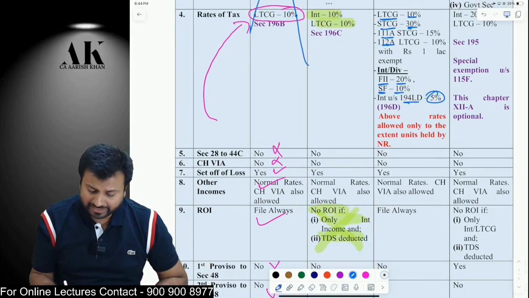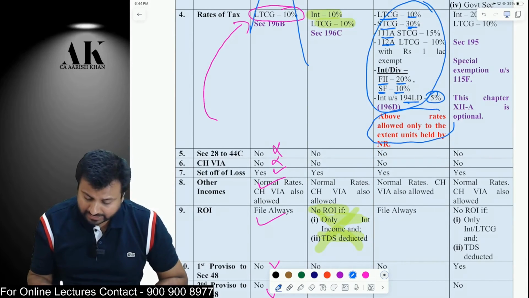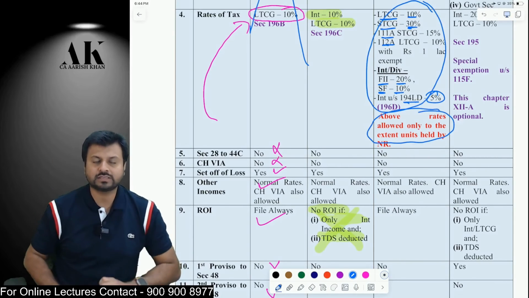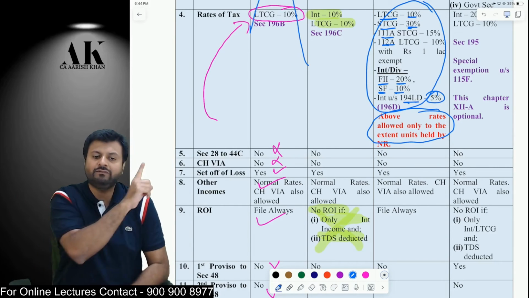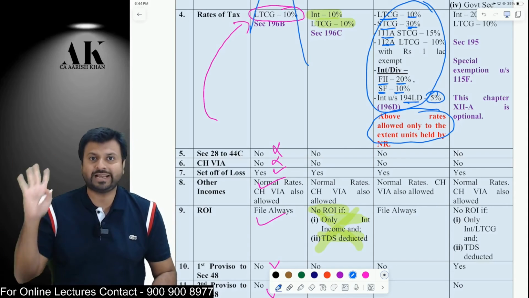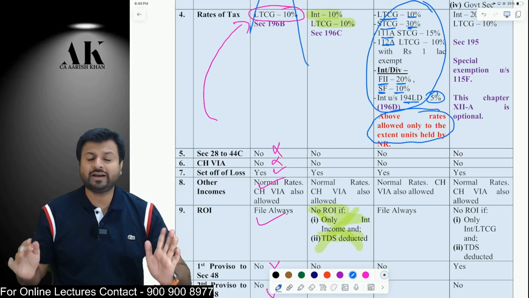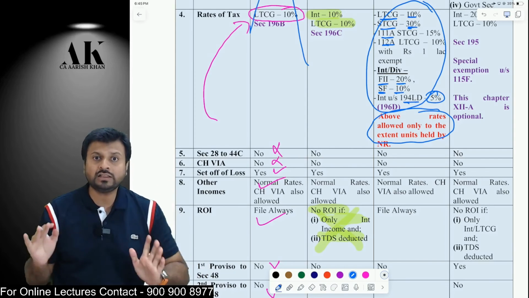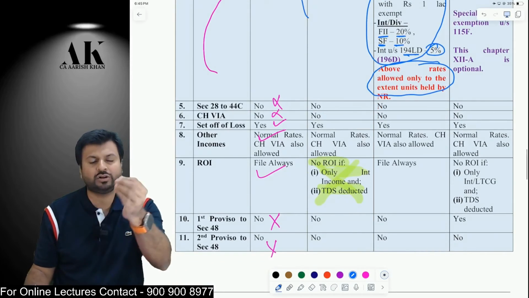One more important point: this relaxation is applicable only to the extent the units are held by non-residents. Suppose the specified fund has 100 unit holders, out of which 70 unit holders are non-resident, then only 70% of the income will be subject to this relaxed rate. The remaining 30% of income will be subject to the normal tax rate. So if the FII or specified fund wants their entire income covered under this, then all the unit holders have to be non-resident. Otherwise they will not get the relaxation on the entire income.